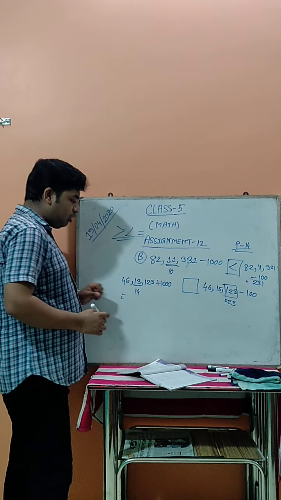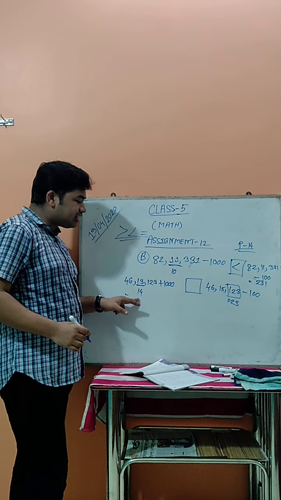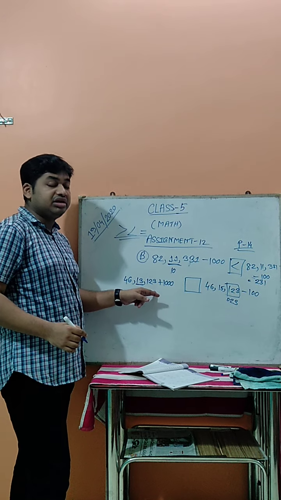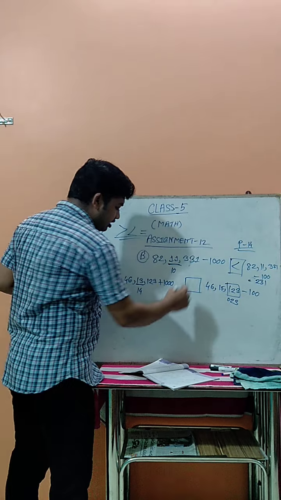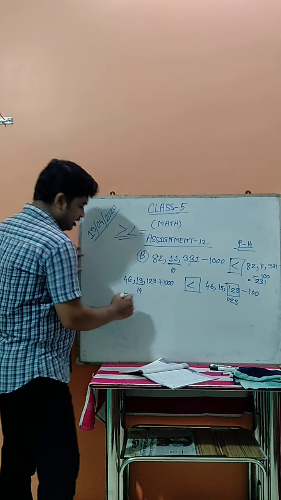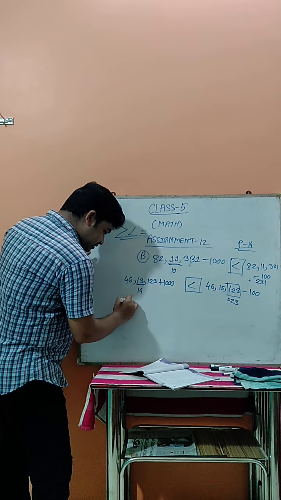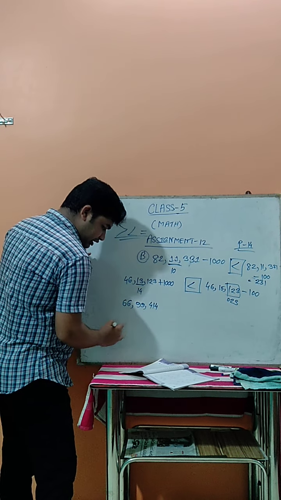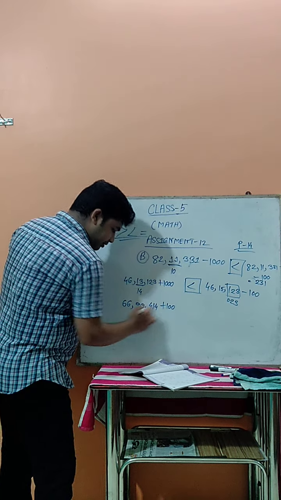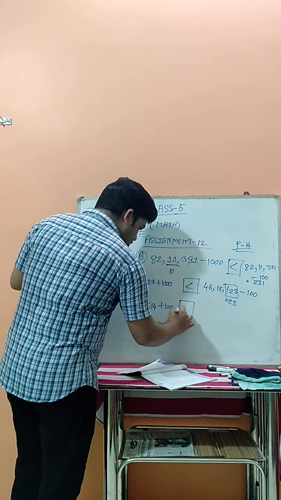So which one is bigger now? Here is 46 lakh 14,123, and here is 46 lakh 15,000. So which side is bigger? This side is bigger. Now see the next one. That 66 lakh 99,440 plus 100. And give one box again.